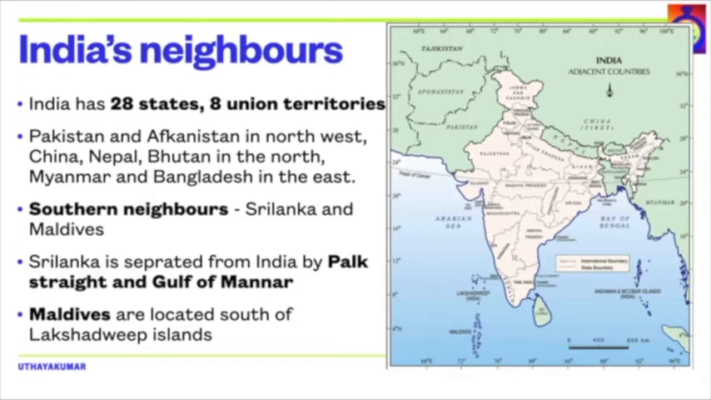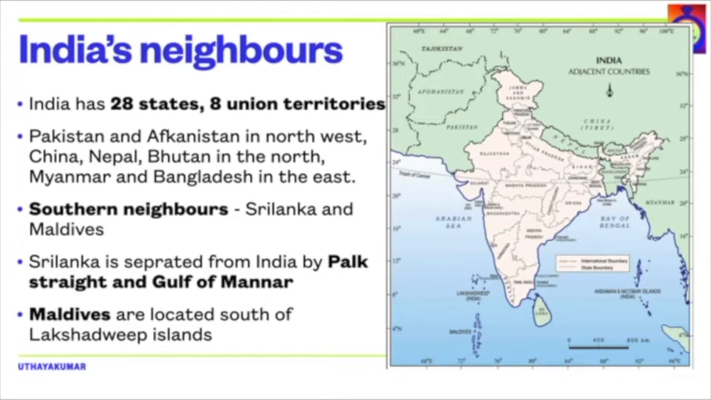Now, next part of this chapter is India's neighbors. India has 28 states and 8 union territories. Pakistan, Afghanistan in northwest. China, Nepal, Bhutan is located in north of India. Myanmar and Bangladesh is located east of our country. In southern side, Sri Lanka and Maldives are located.